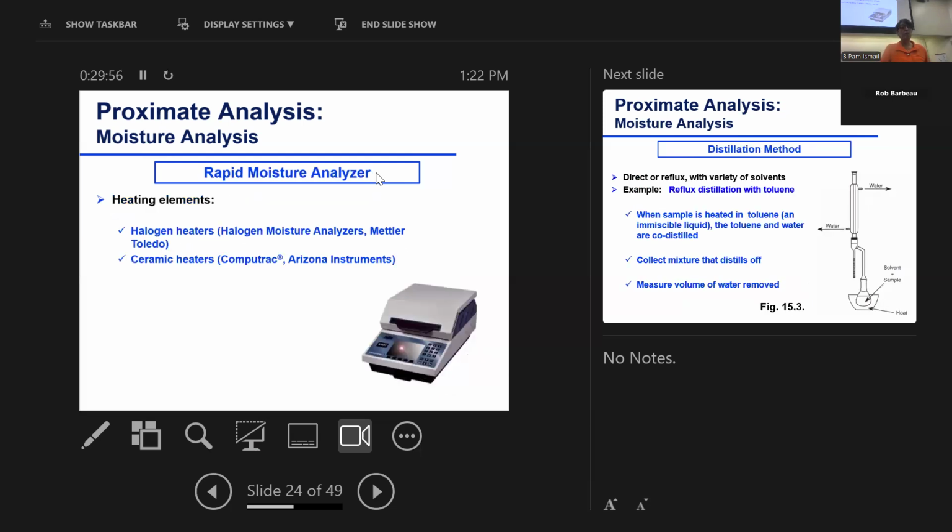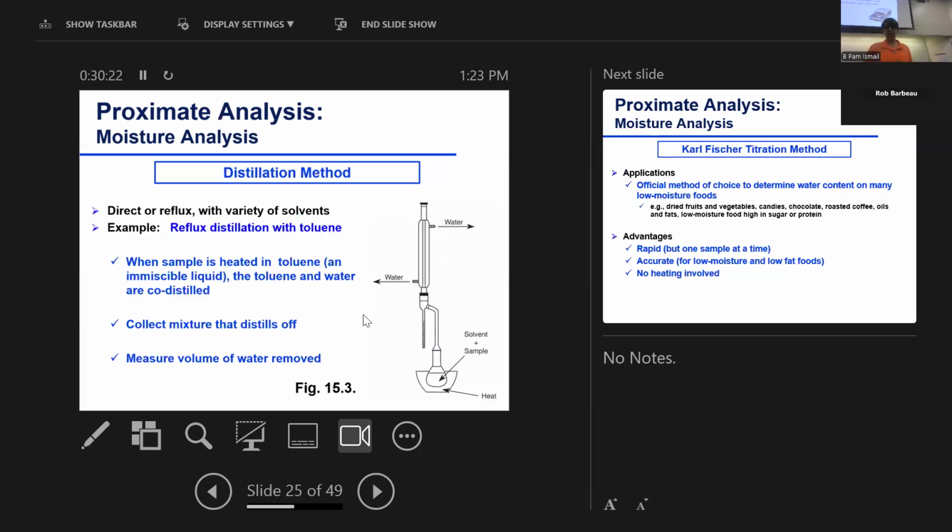Rapid moisture analyzer, similar thing. You have halogen heaters, and you also put your sample, and it takes a few minutes just to get a reading. You heat your sample, evaporate, and then you take measurements before and after. Again, this is not the most accurate, but it's rapid and gives you an answer right away of an approximate moisture content in your sample.